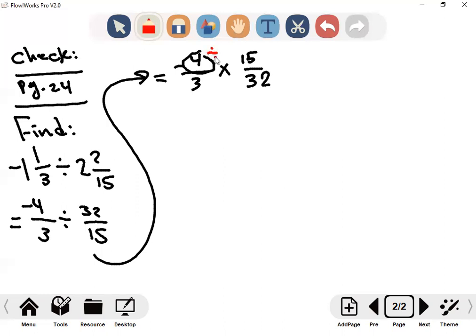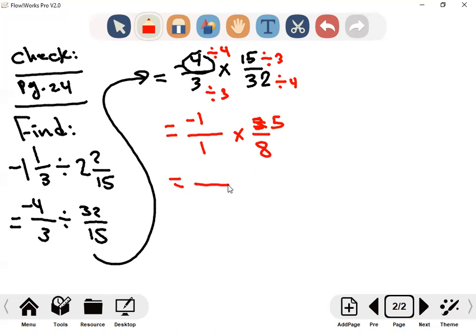So here I can take divided by 4, divided by 4, and here divided by 3, and here divided by 3. Now find your divisions. -4 divided by 4, it is -1, not 1. Divided by 1, multiplied by up 3, down 8. 5 over 8. This is equal. Now multiply up, multiply down. -1 multiply 5 over 8.